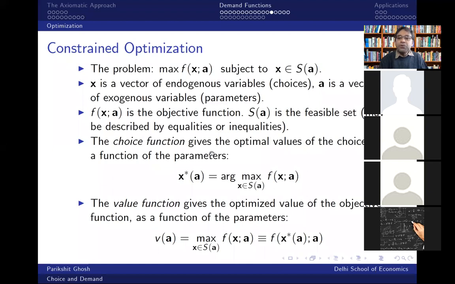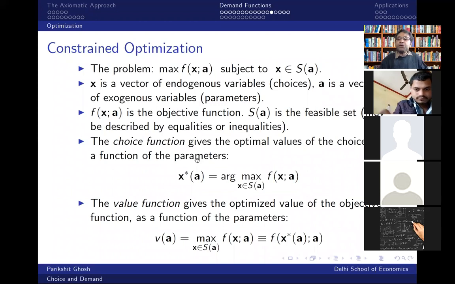Now, let me define two terms: a choice function and a value function. What is a choice function? A choice function is essentially the optimal values of X as a function of the parameters. Fix the values of the parameters, you get a certain optimum vector X star, which will solve this problem. Change around the value of the parameter, pick a different parameter vector, you will get a different set of optimal choices. Pick a third set of parameters, you'll get a third set of optimal choices in terms of X. So construct this whole mapping, and that is what we call the choice function.